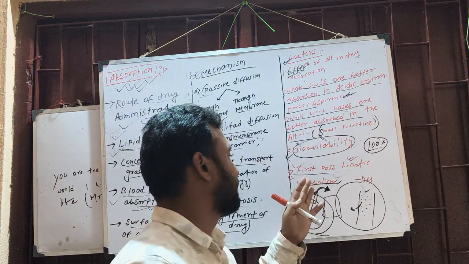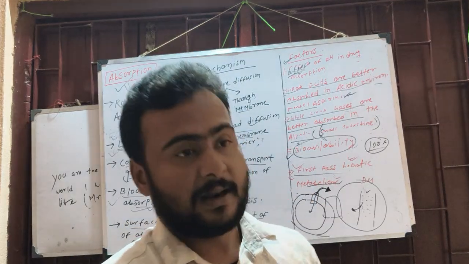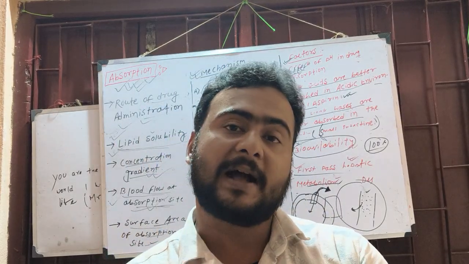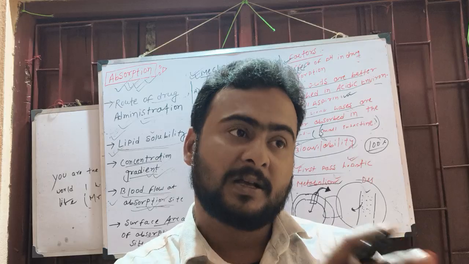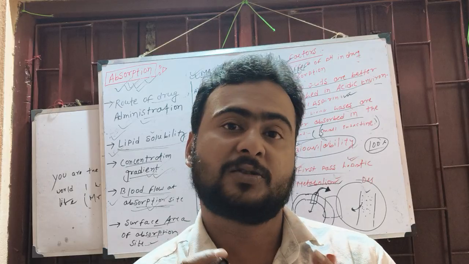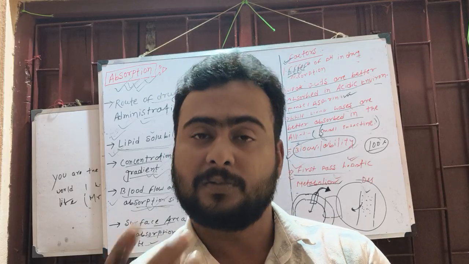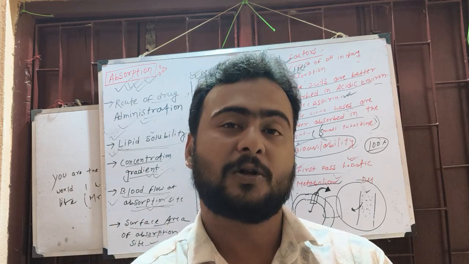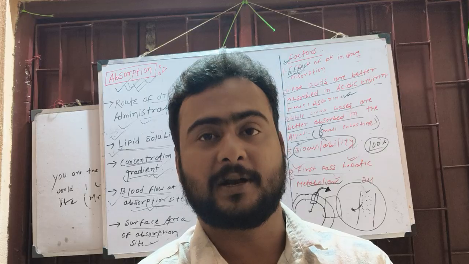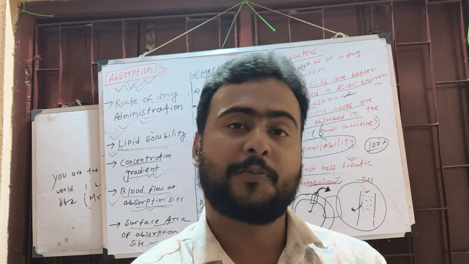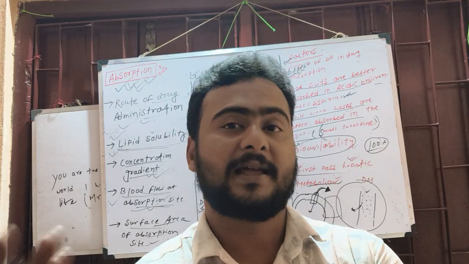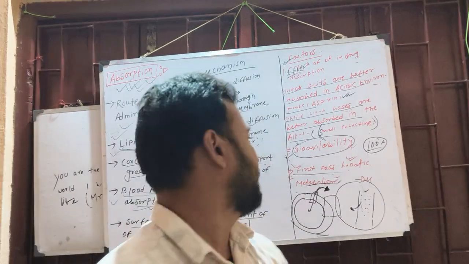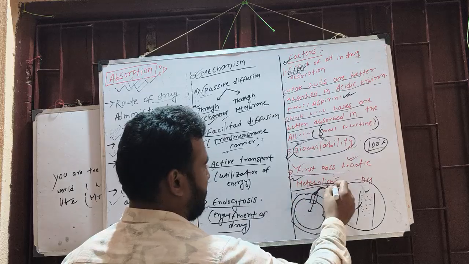But in first pass hepatic metabolism, before reaching the systemic circulation, the drug passes through the liver, and in the liver there are many different kinds of enzymes, and due to the presence of these enzymes there is destruction of the drug. This is called first pass hepatic metabolism, where the destruction of the drug occurs in the hepatic system, meaning in the liver.